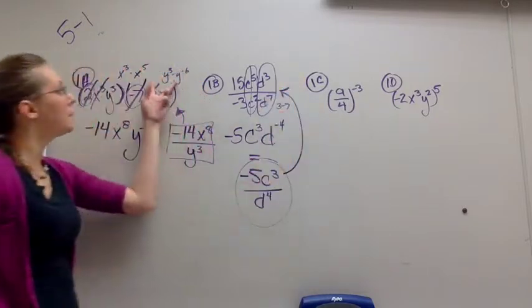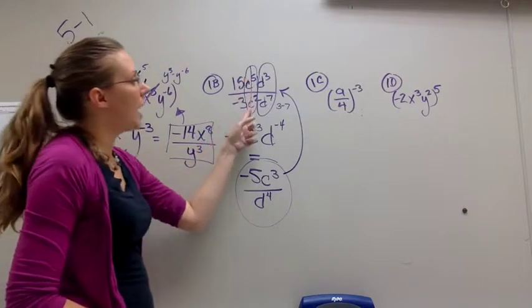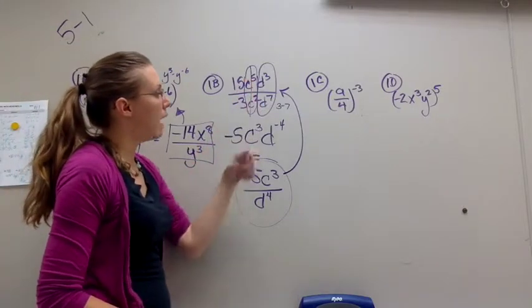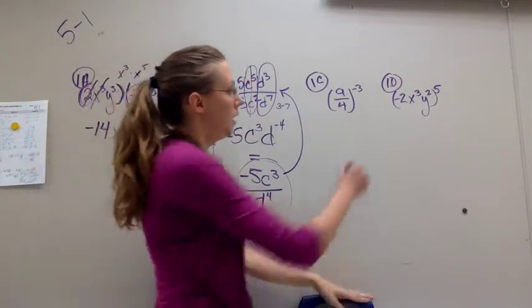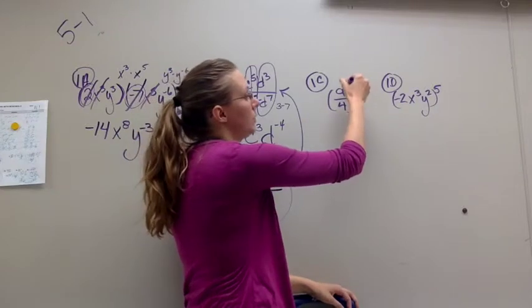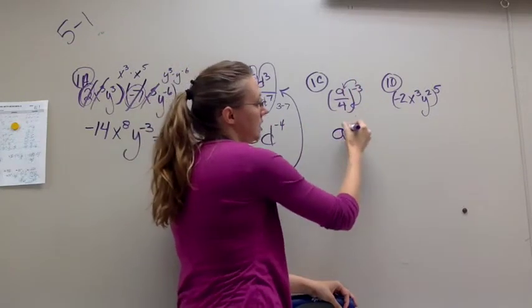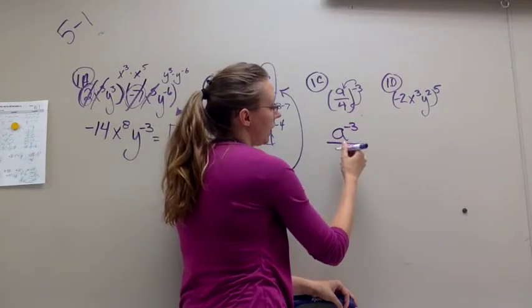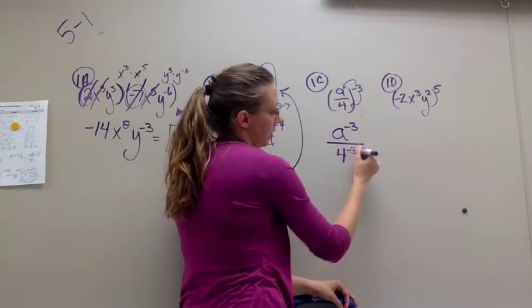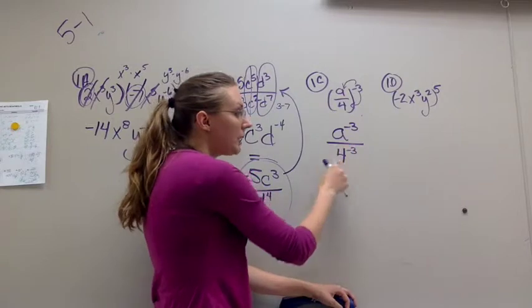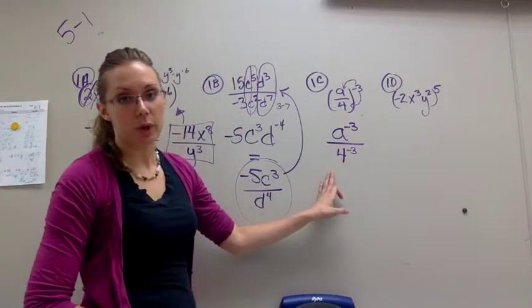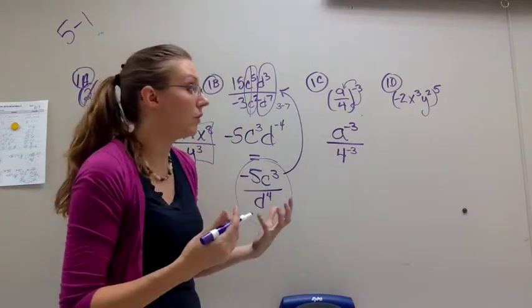So when we multiply our powers, we add them. When we're dividing bases that have the same powers, we subtract them. Here, we're going to distribute this power to each chunk. So we're going to be left with a to the negative 3 over 4 to the negative 3. Now this we can simplify. There's no letters there, okay? It's just numbers, so we're going to have to figure out what that is.